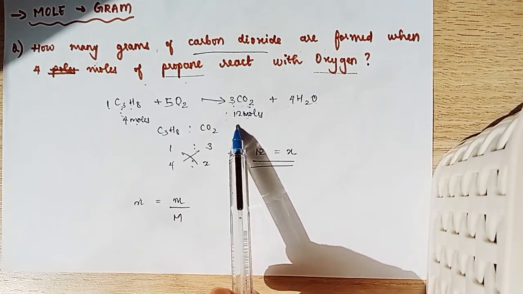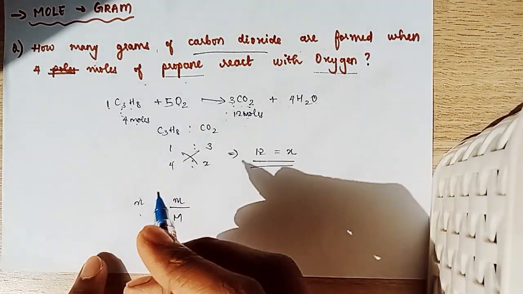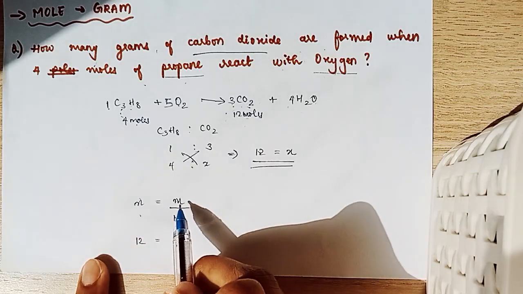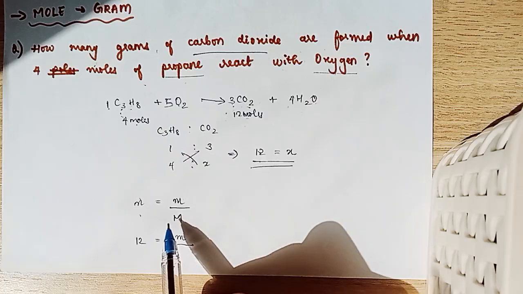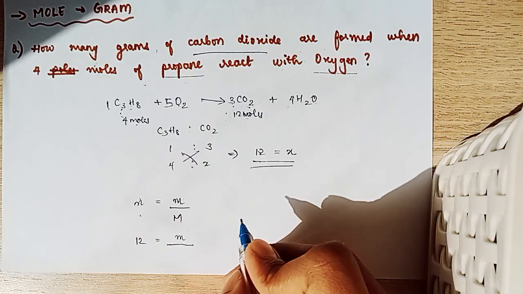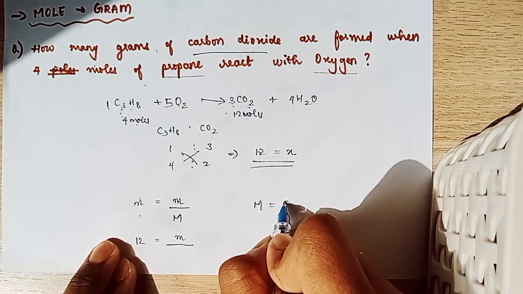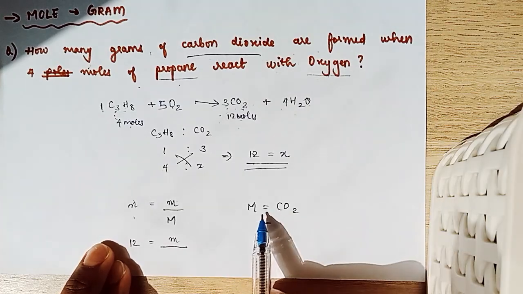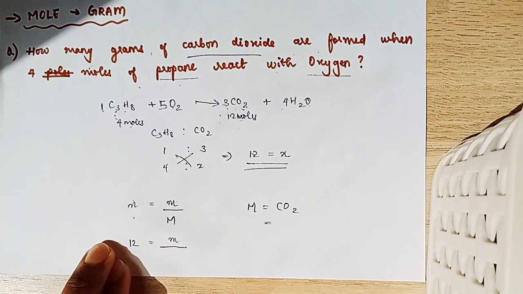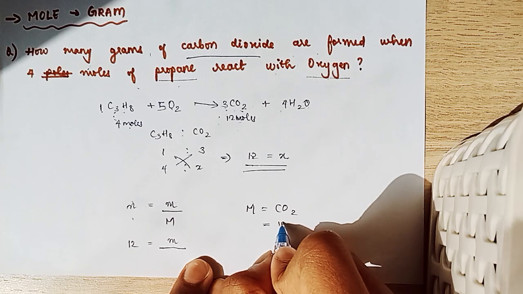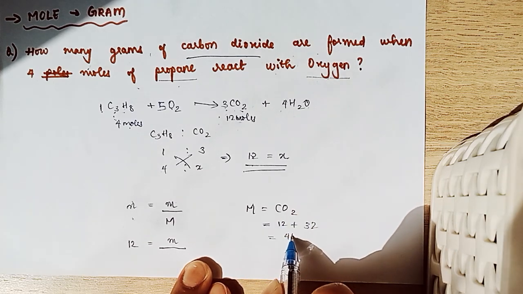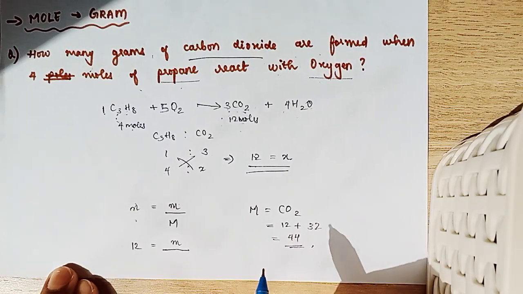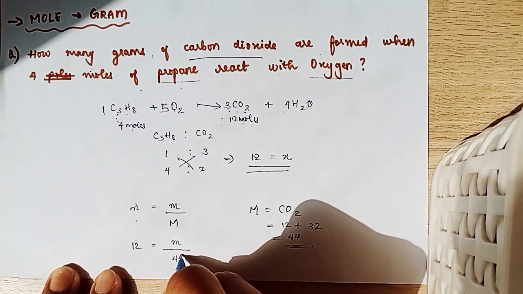What do we have here? We have the number of moles. So 12 is given. Do we know the mass? We need to find the mass, divided by the molar mass of carbon dioxide. What's the molar mass of carbon dioxide? C is equal to 12, and 12 plus 16 into 2, which is 32, which will give us 44. So the molar mass is 44.